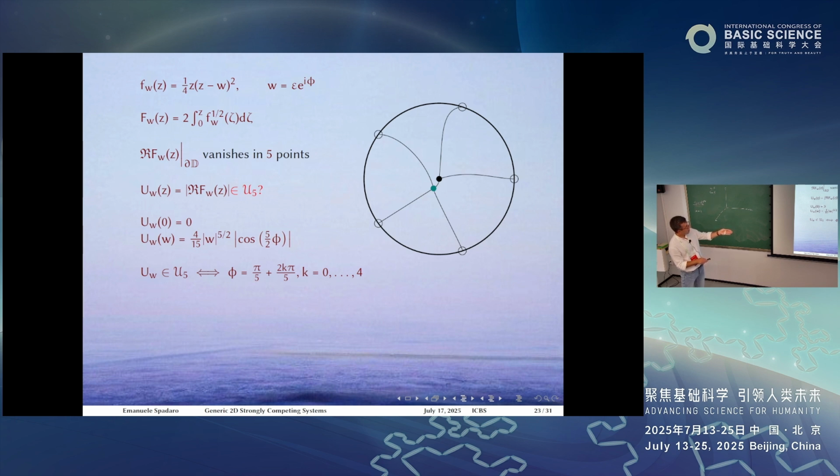now the primitive is z to the 5 halves, if and only if the angle of this vector w is one of these 5 possibilities. So in some sense, we have only 5 possibilities to split this green point from the black one in order to recover a solution with the 5 species. So the system is not so flexible.